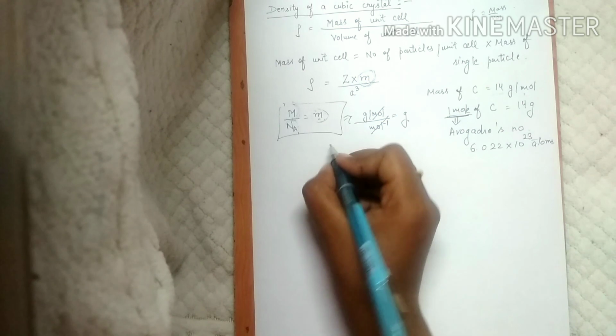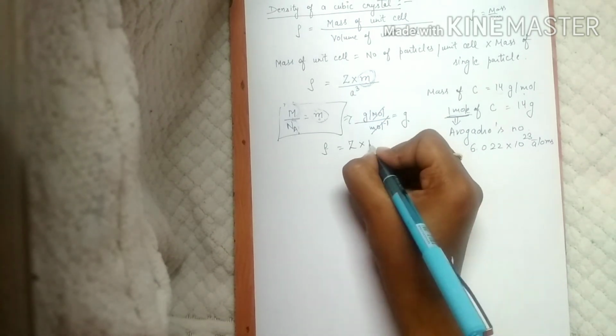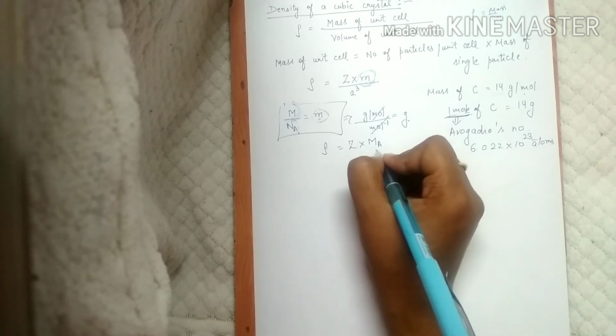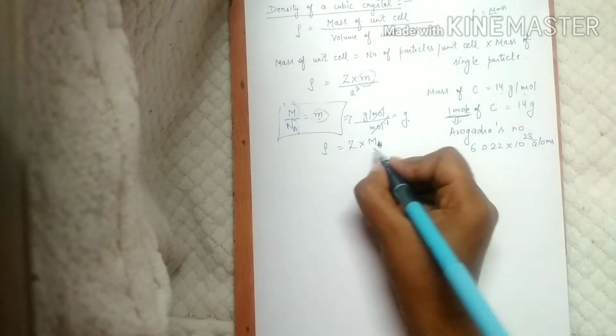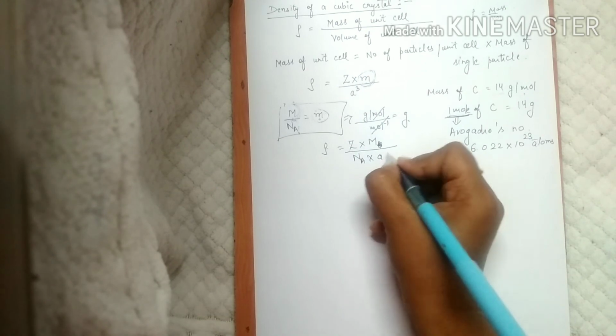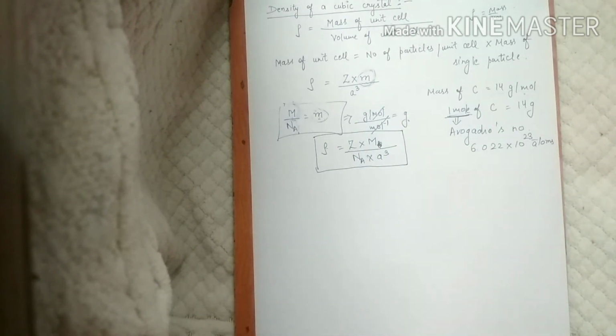So what happens? To find out mass of one particle, we have to divide the molar mass by the Avogadro number. So in simple language, we can say that density is equals to Z into molar mass of particle, this is molar mass of particle A, or you can simply say molar mass M, upon Na, that is your Avogadro number, into a cube. This is the formula of density for a cubic crystal.